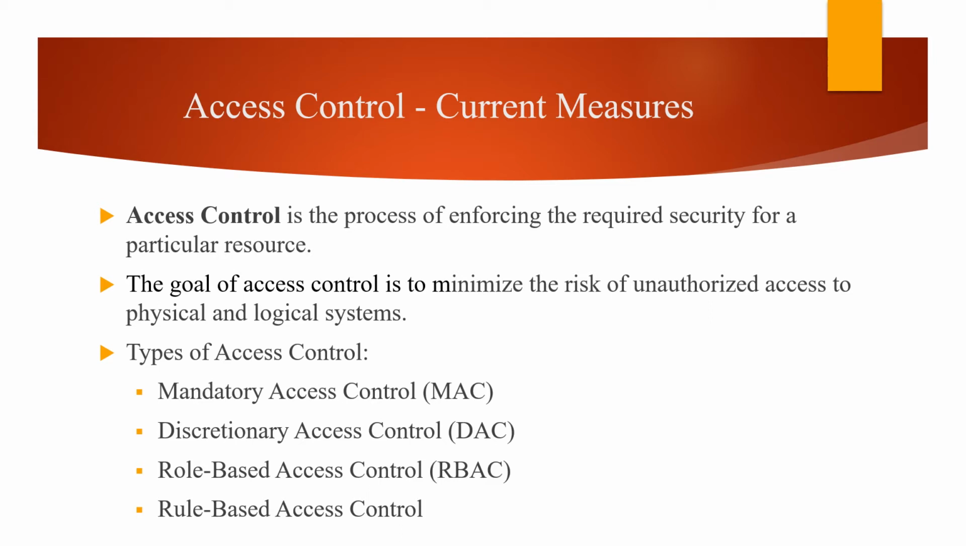Once we know who a user is and we know what authorization level they have and what we should and should not give them access to, we need to physically prevent that user from accessing anything that they should not be able to. Access control is the process of enforcing the required security for a particular resource. The goal of access control is to minimize the risk of unauthorized access to physical and logical systems. Access control is a fundamental component of security compliance programs that ensures security technology and access control policies are in place to protect confidential information.